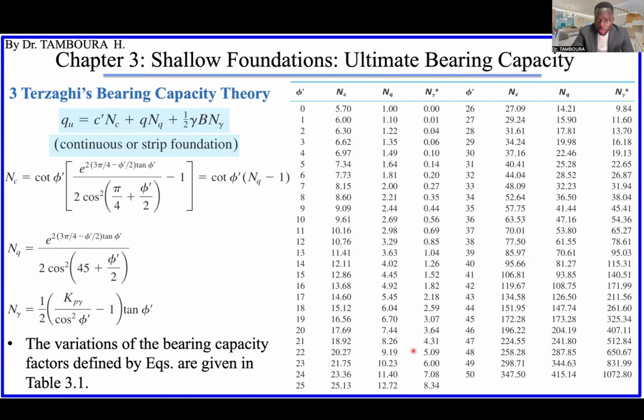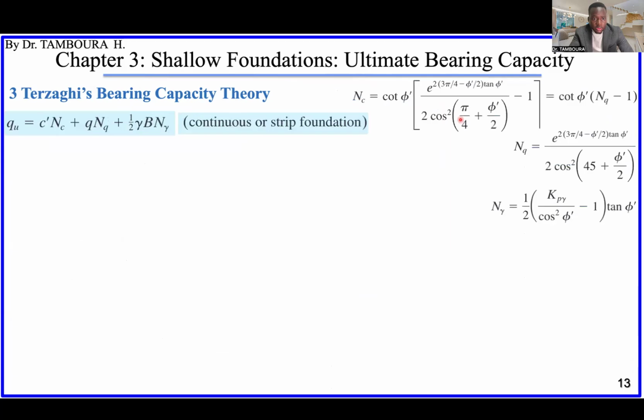So you can check, verify it by yourself. When phi is 0, what will be NC, NQ, and gamma? This table is obtained using these three equations. Just by changing the value of phi, you can calculate. If you want, you can calculate by yourself. So let's keep these equations here, NC, NQ, and gamma.